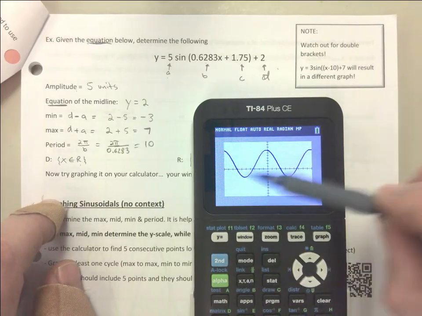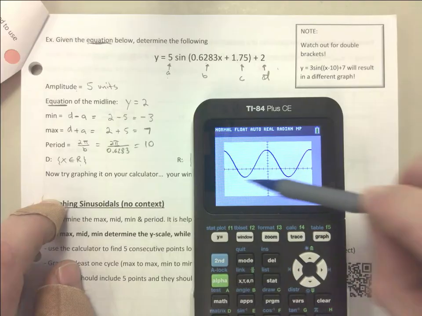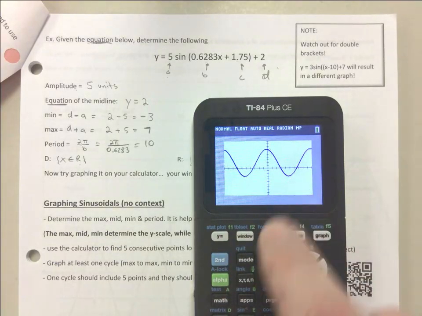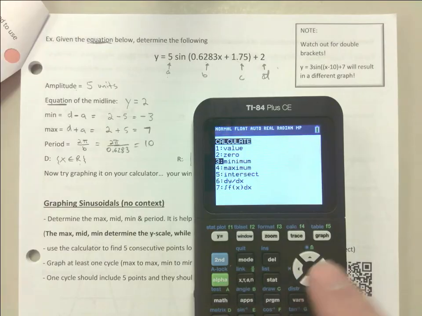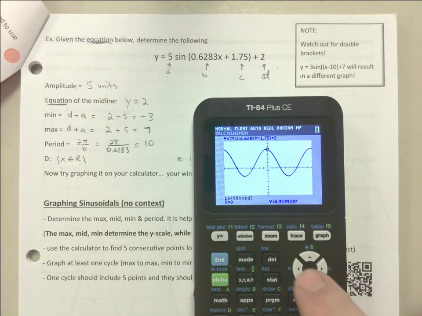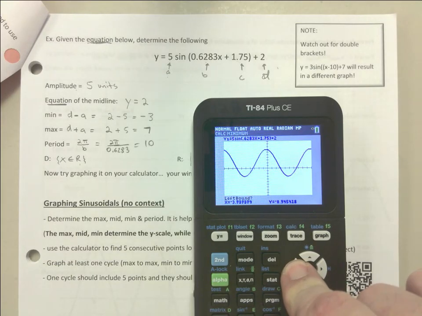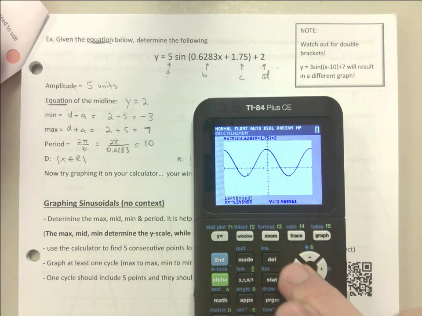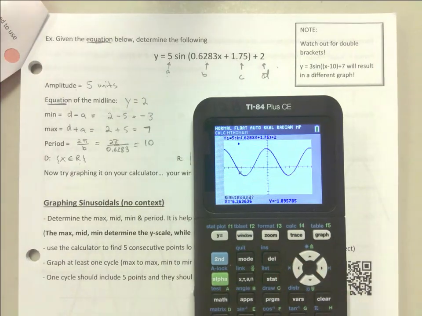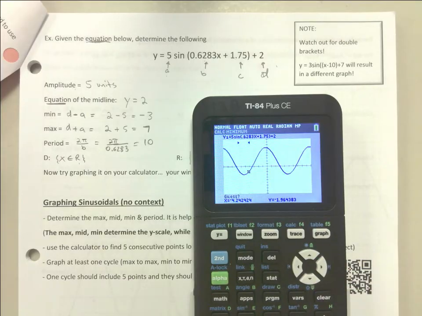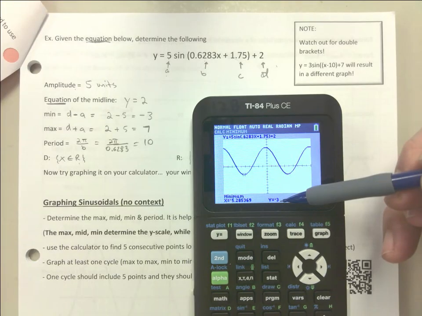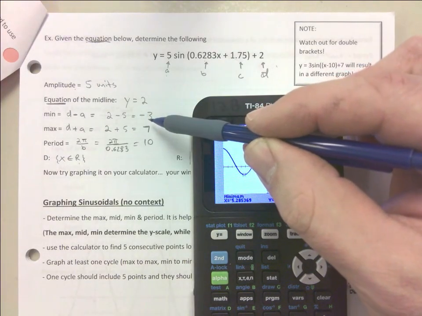If you wanted to find the minimum, some students are like, Mr. Dirksen, there's 2. Which one is the minimum? If it's the lowest point, it doesn't matter which one you find. So I'm going to go second trace, minimum. Let's say you want to focus on this one. Notice what it says: left boundary. So if this is the lowest point, you go to the left, hit enter, go to the right, hit enter, and then enter one more time. Do you notice that the lowest is -3? I hope you saw that. So we verify that that's true.